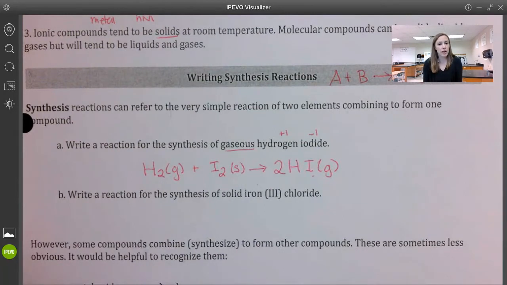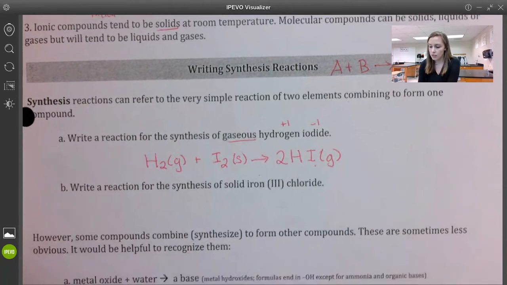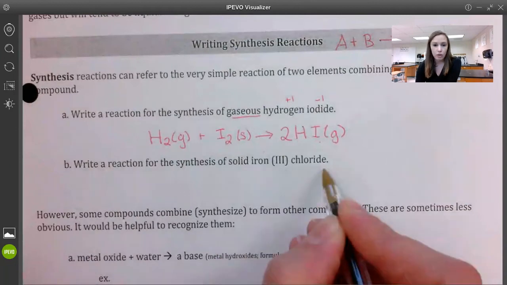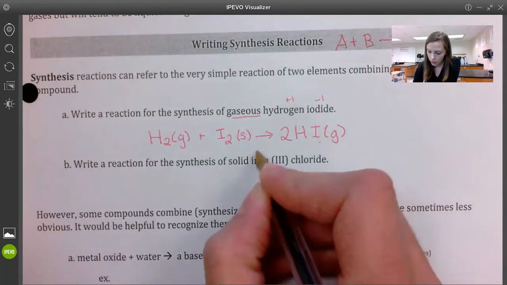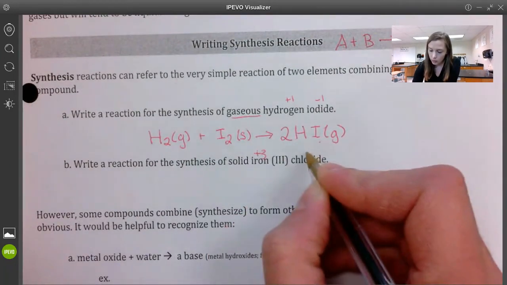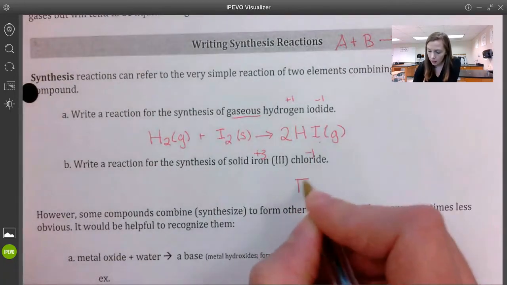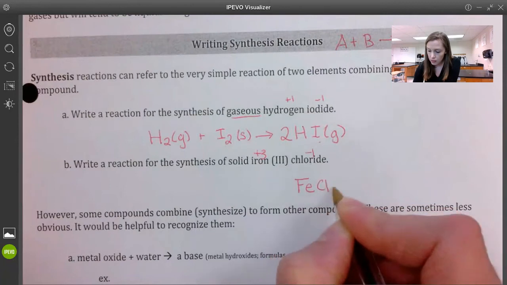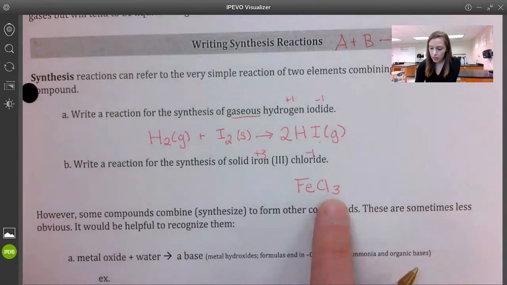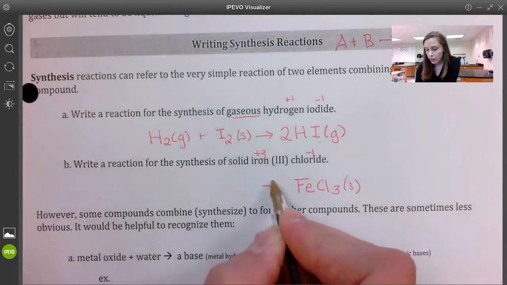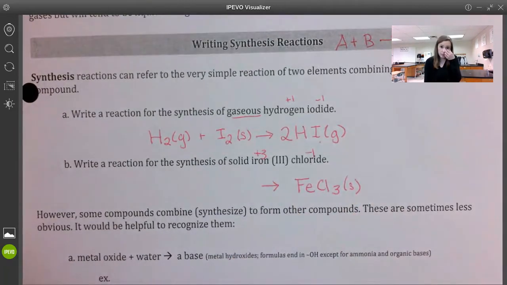All right, now we're going to work on an ionic compound, which is writing the synthesis for iron(III) chloride. Again, I'm going to start with my compound. Iron is going to be +3. Chlorine is going to be -1. With that being said, I would have a formula of FeCl3 in order to make a neutral compound. It's going to be a solid, and that is my product. I need to now synthesize that from its elements.